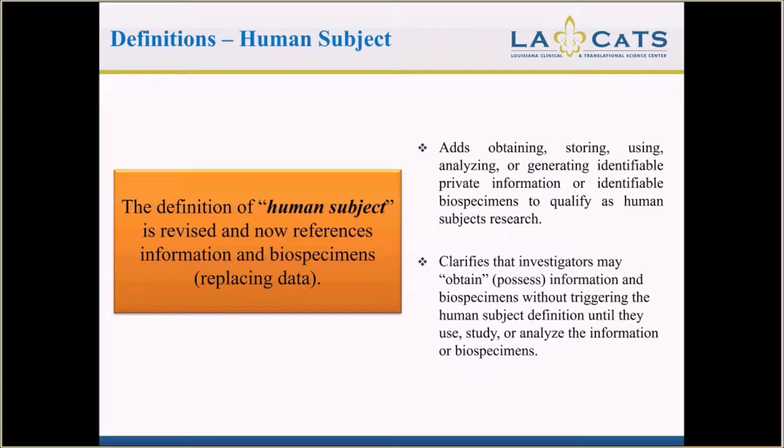So one of the big changes for the new common rule is the definition of human subjects. This revision adds references to information and biospecimens. Biospecimens was previously not addressed in the common rule definition of human subject, and that has been added to address the increased use of biospecimens in human subjects research.